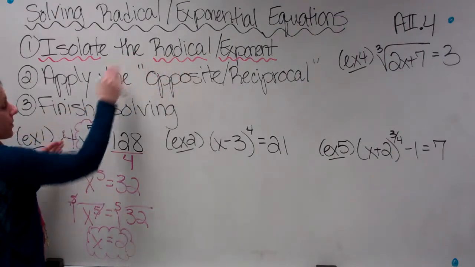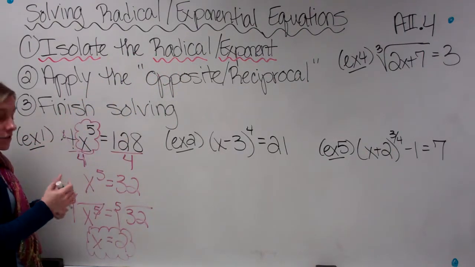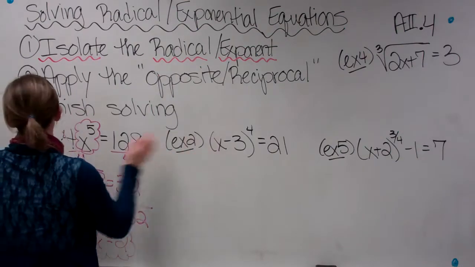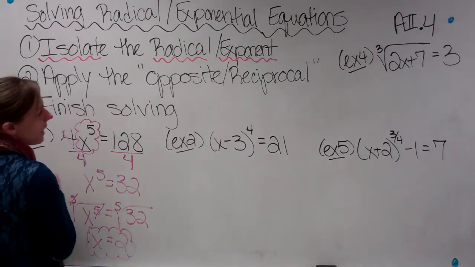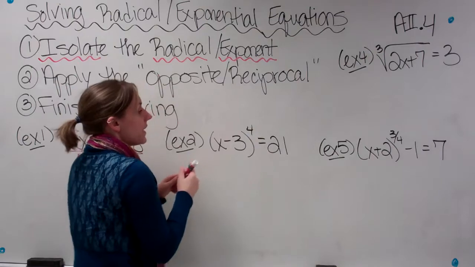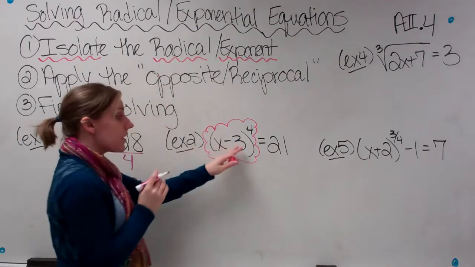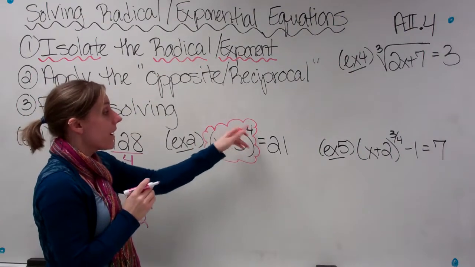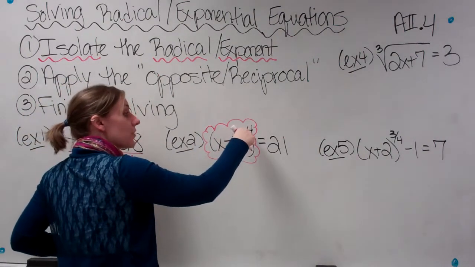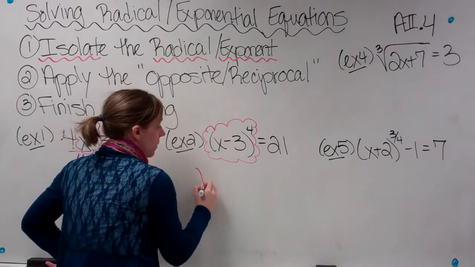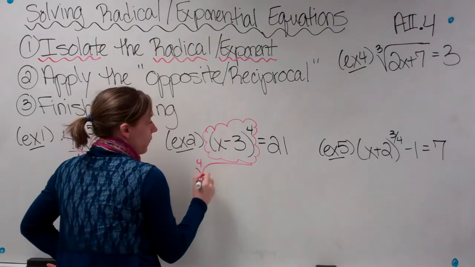All right, so that's as easy as it is. Isolate either the exponent or the radical, then do its opposite. In this next case, it already is isolated. There's nothing outside. Here's the exponent, and this is what's with it. So now we have to do the opposite. Well, what's the inverse or the opposite of the 4th power? That is the 4th root.